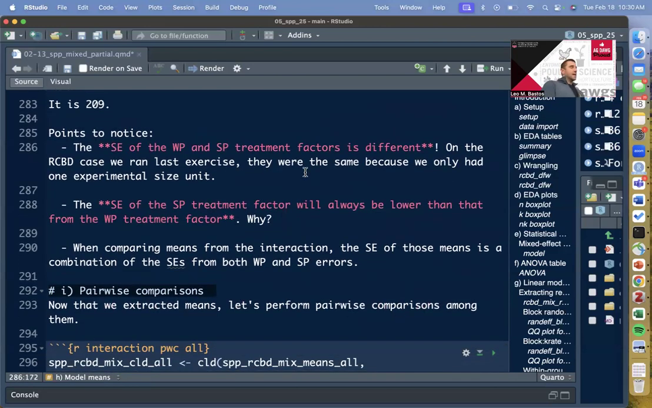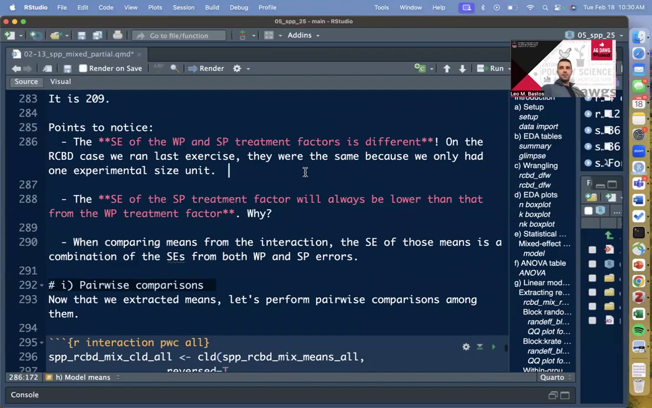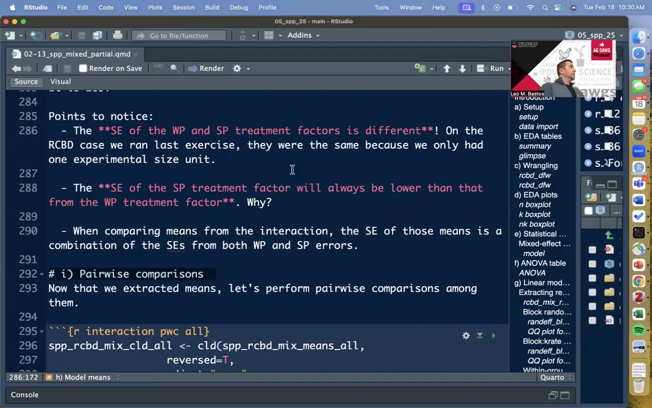Okay, so a few points I had here for us to discuss, and then I'll give you a 5-minute break. As we're seeing here, the standard error of the whole plot, which is our potassium rates, and our split plot, which is the nitrogen rates, are different. This is expected because we have that split plot structure in place, with different degrees of freedom in those errors and different errors for the different sizes of experimental units.